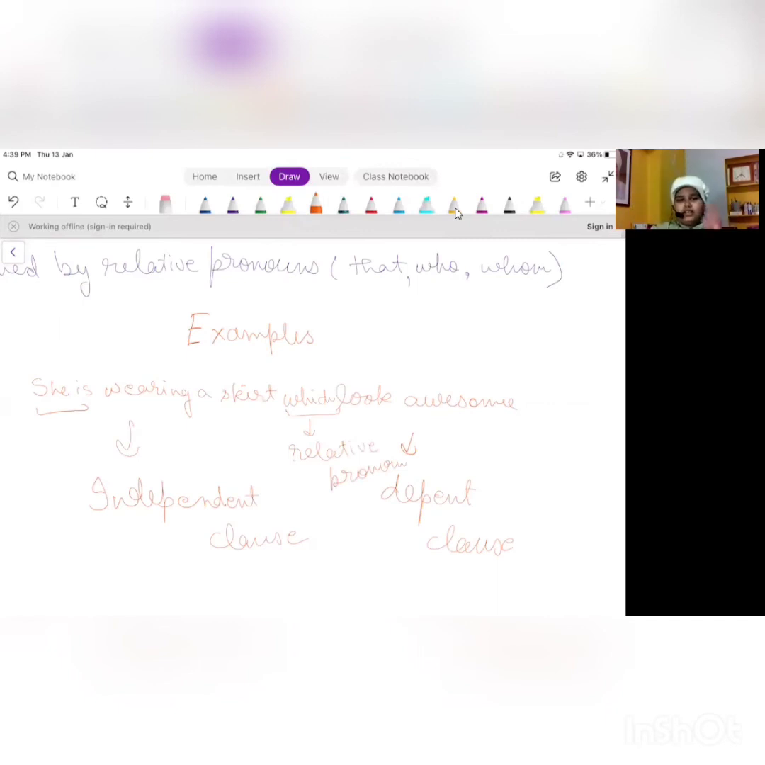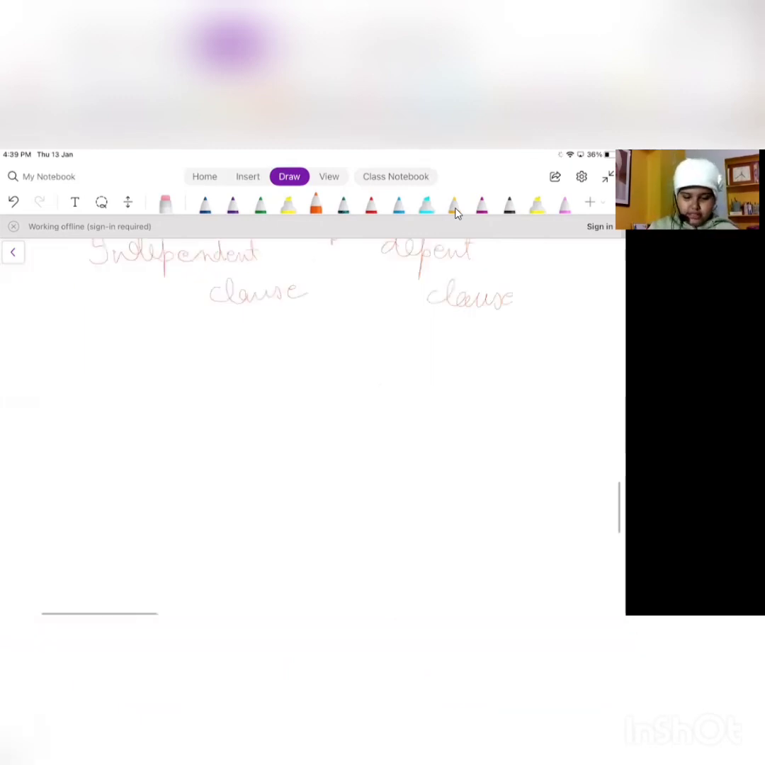She is wearing a skirt. Independent clause. Looks awesome. Dependent clause. दोनों को join करना है. Complex sentence बनाना है. Which? She is wearing a skirt which looks awesome. So उसने एक स्कर्ट पहन रखी है जो कि बहुत सुंदर लग रही है, बहुत अच्छी लग रही है. तो इस तरह से कॉम्प्लेक्स सेंटेंस बन गया.